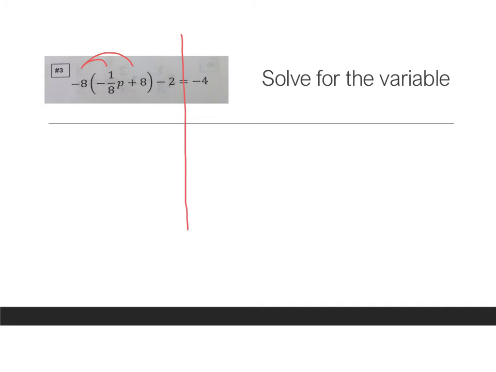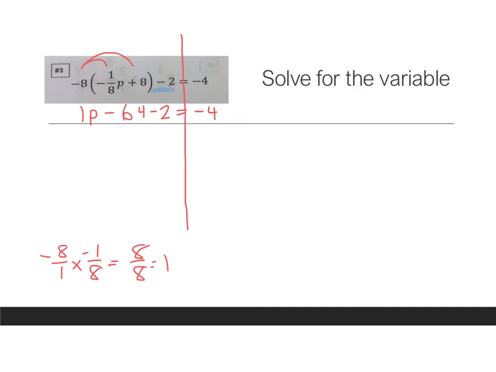Remember, you're going to simplify everything with the variable first. So I'm negative 8 times negative 1/8. So negative 8 over 1 times negative 1/8. That's going to give me a positive 8 over 8, which is 1. So I'm left with just 1p, or you could put p. And then negative 8 times 8 is going to give me negative 64. Now I need to bring down what I did not distribute, which is that negative 2 or the minus 2 right there. So minus 2 equals negative 4.